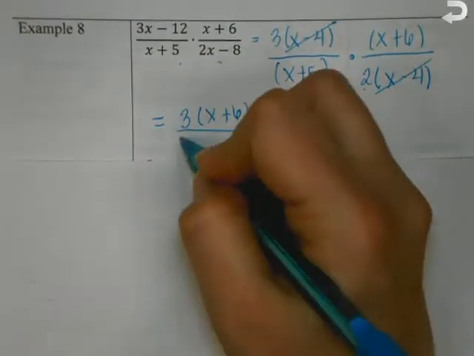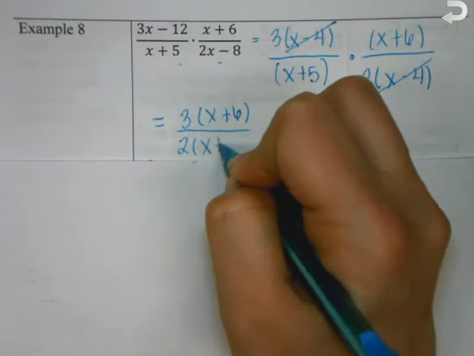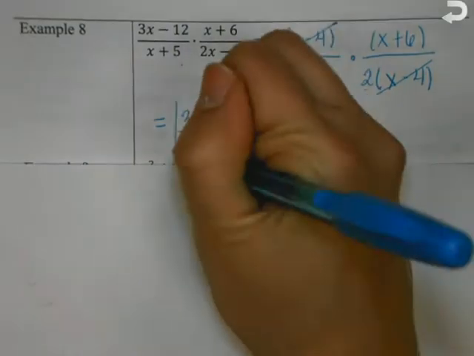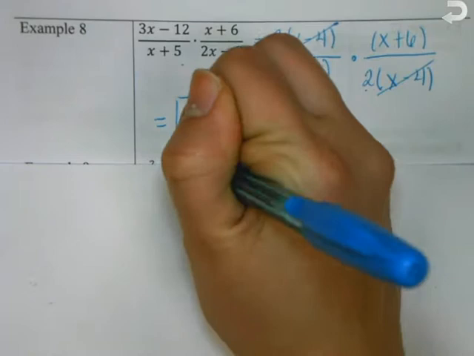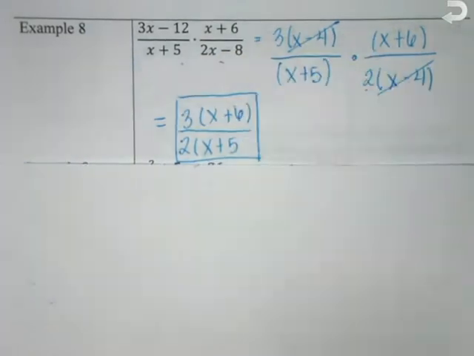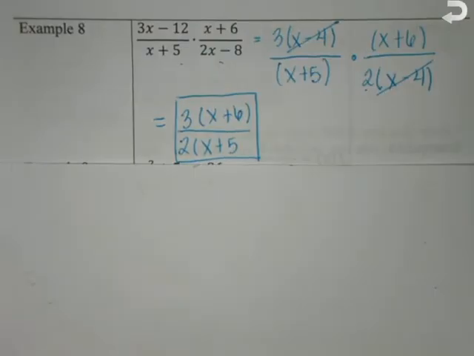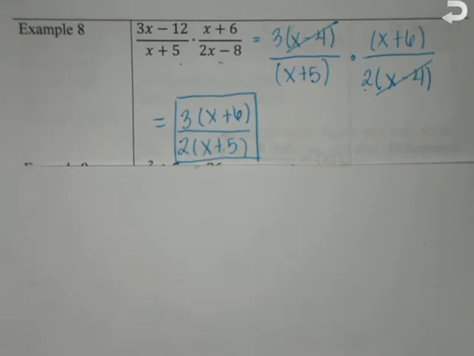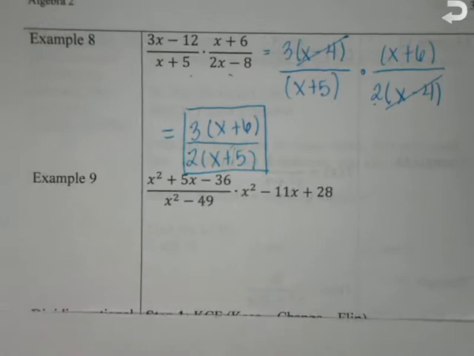Wait, you distribute and then... Okay, example 9. x squared plus 5x minus 36 all over x squared minus 49 times x squared minus 11x plus 28.